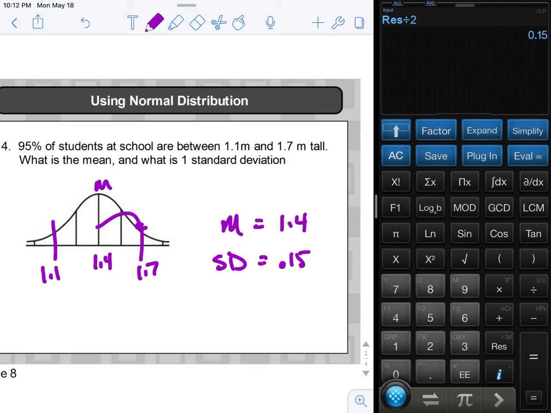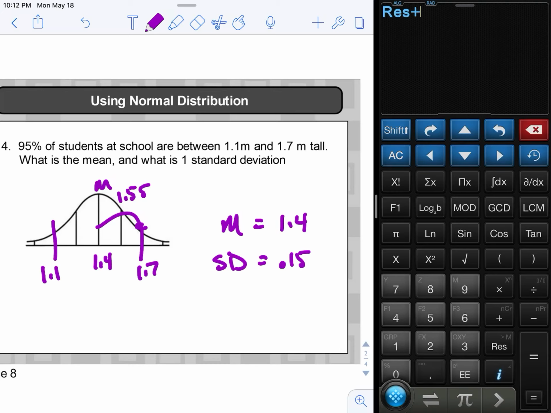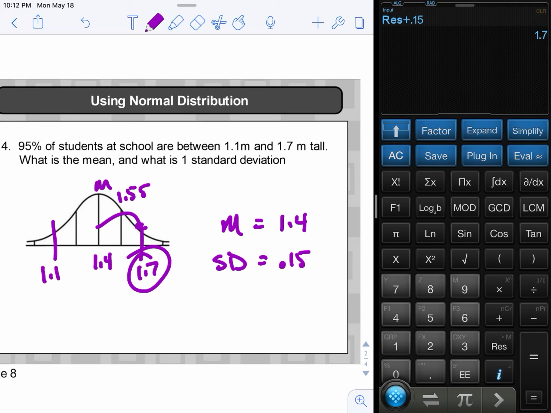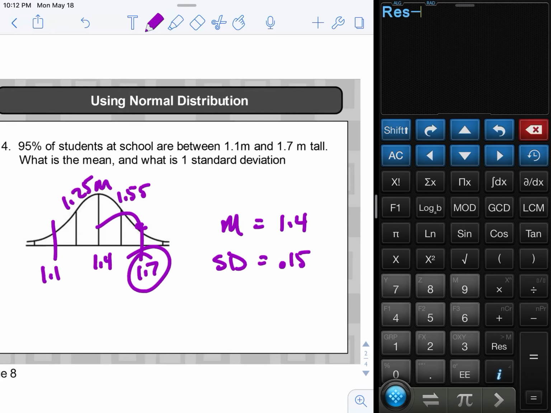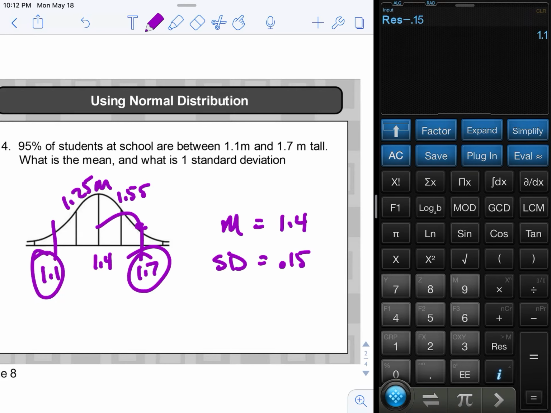Now, how can you check to make sure we're right? Take 1.4 and add 0.15, okay? So then this is 1.55, okay? Now do it again. Add another 0.15. What do we get? 1.7, right? If you go the other way, you could check it the other way too. 1.4 minus 0.15, 1.25, okay? And now minus another 0.15, and what do we get? 1.1, okay? So when you check, then you know you're right, all right?